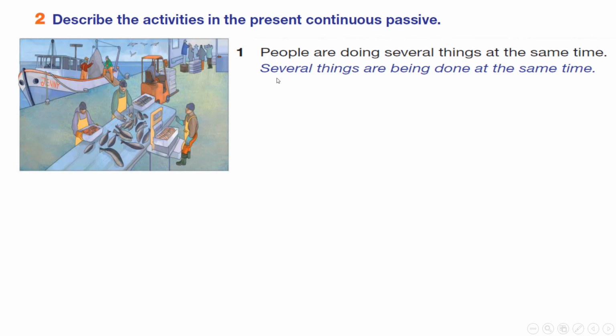So we start with the object, several things. Several things is plural, so we use are, we add being, and then the past participle, the third form of do. Then the sentence becomes several things are being done at the same time.